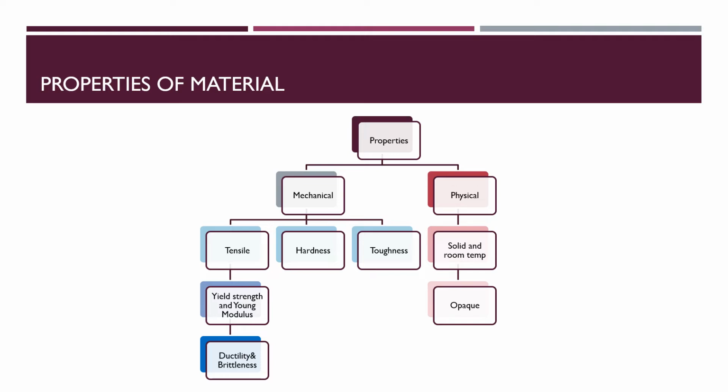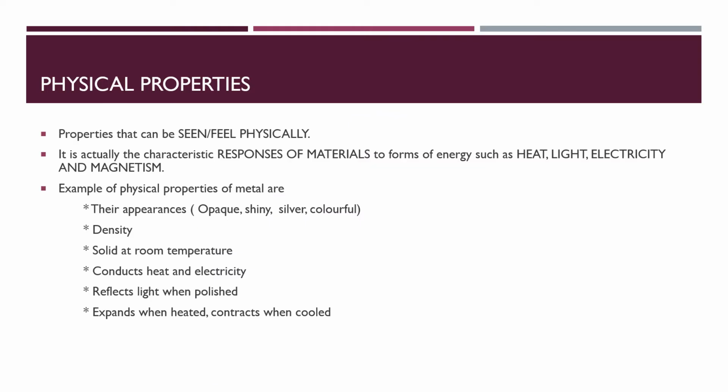The physical properties are things that you can see with your eyes, such as the material is solid at room temperature and may be opaque or transparent. First, we will learn about the physical properties. Physical properties are properties that can be seen or felt physically. It is actually the characteristic that responds of material to the form of energy, for example, such as heat, light, electricity, and magnetism.